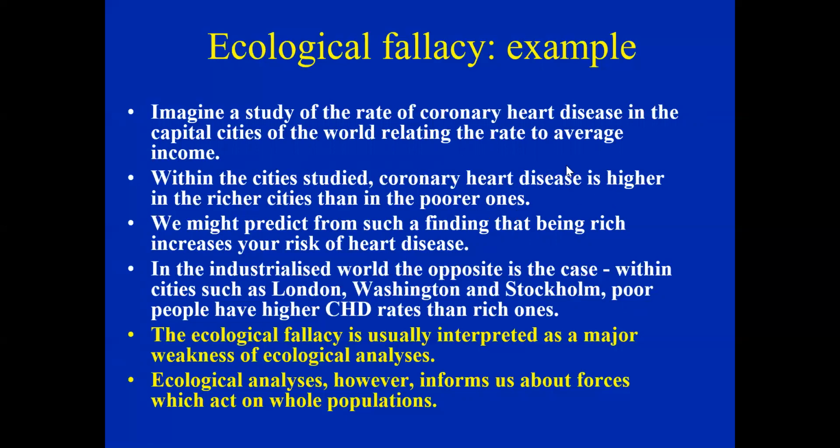So if you are using this data of comparing cities and comparing the income and whatever, you might actually get the wrong conclusion, which is the opposite of what is actually happening. And this whole mistake, where you infer what is happening at population level to individuals, is what we call ecological fallacy. You are inferring things at population level to individual level.